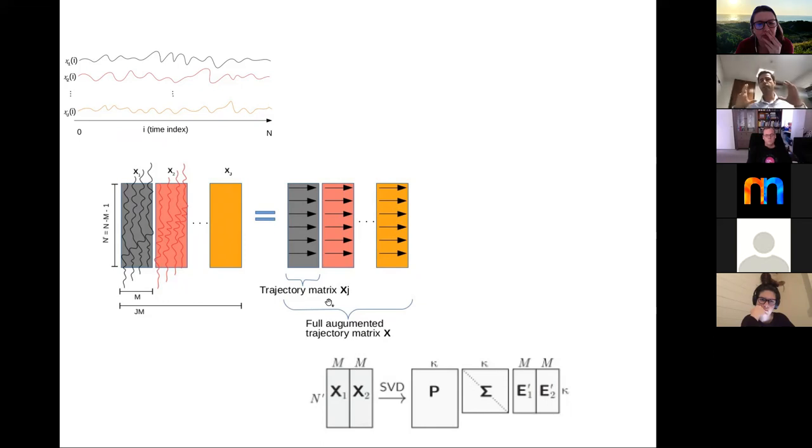So you concatenate those trajectory matrices and build a full augmented trajectory matrix X. And then you perform an SVD decomposition. The idea here is that if you have X transpose times X, you can understand this matrix as a covariance matrix, with blocks consisting of estimates of the autocovariance of each time series and cross covariance among the time series, up to a given lag that corresponds to your embedding dimension. And the eigendecomposition of this covariance matrix is equivalent to the SVD of X.